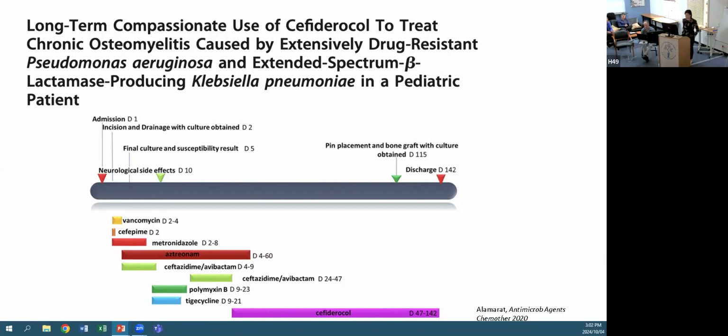Post-debridement on tissue culture, it grew an extensively drug-resistant Pseudomonas aeruginosa and an ESBL-producing Klebsiella pneumoniae. Due to the lack of treatment options and the risk of amputation if there were further progression of the infection, the clinicians made a request to Shionogi, the pharmaceutical company, to provide Cefiderocol for compassionate use.